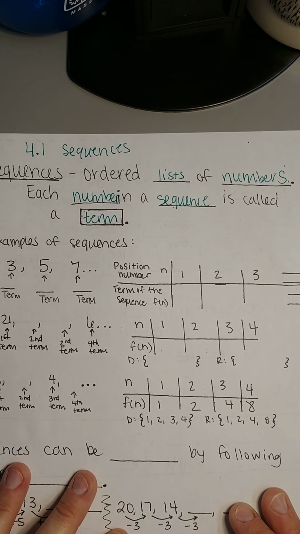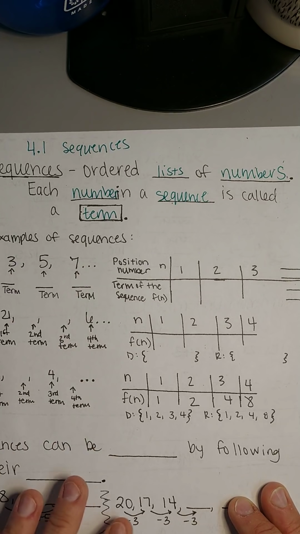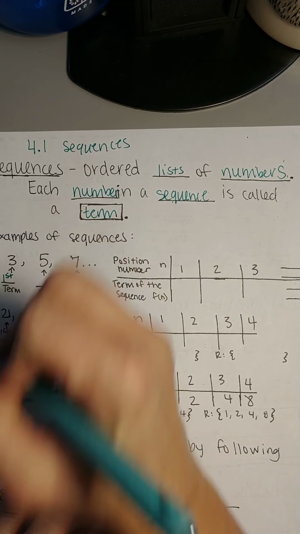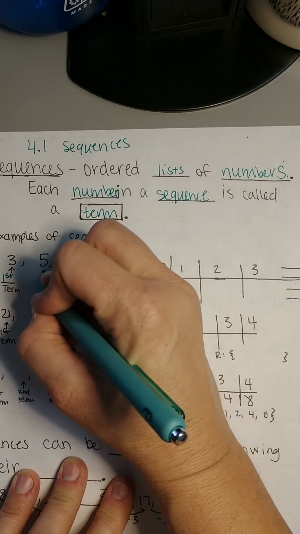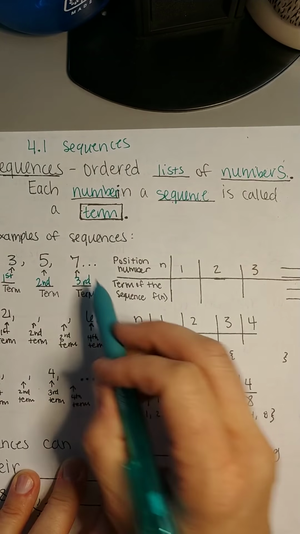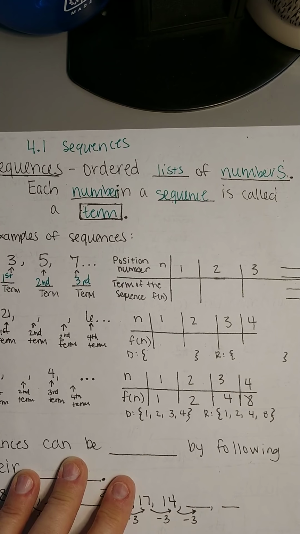So here's some examples of sequences. 3, 5, and 7. It's a list of numbers. Now 3 would be your first term, 5 would be your second term, 7 would be your third term, and that ... just means that this pattern of numbers can be extended.